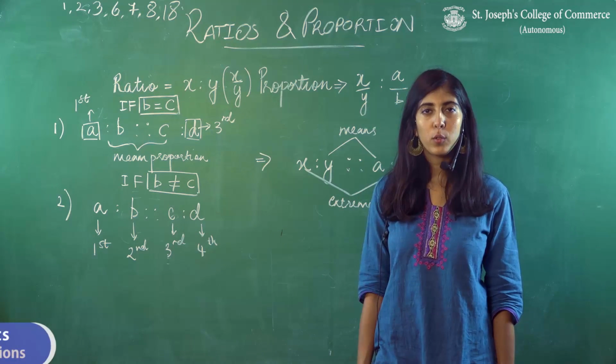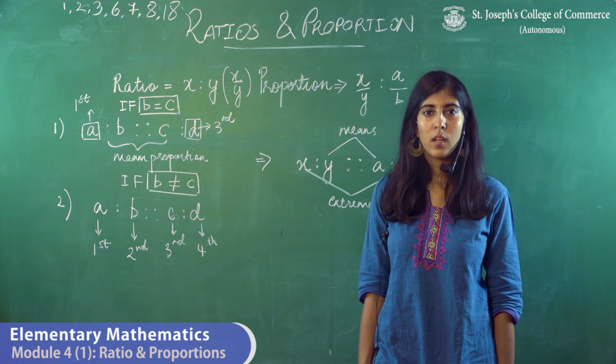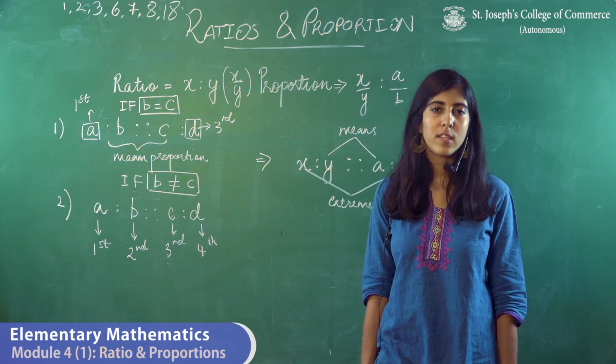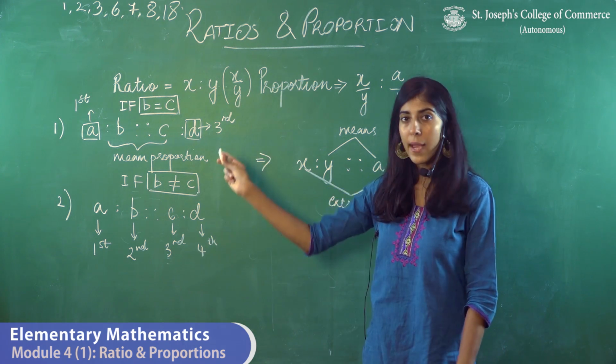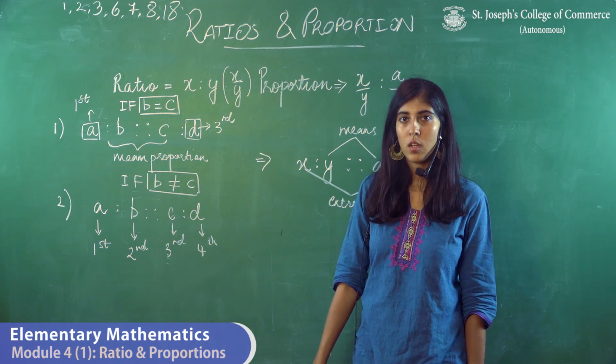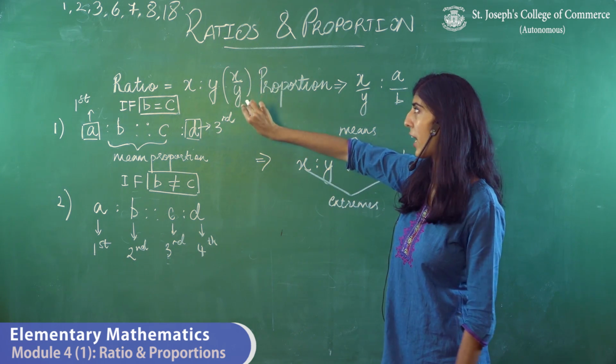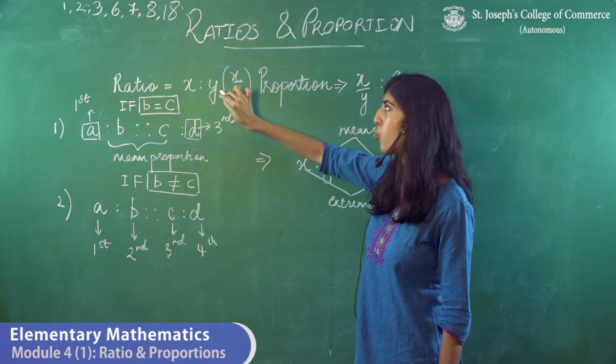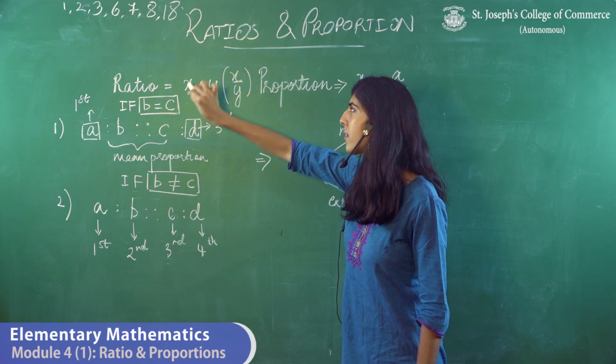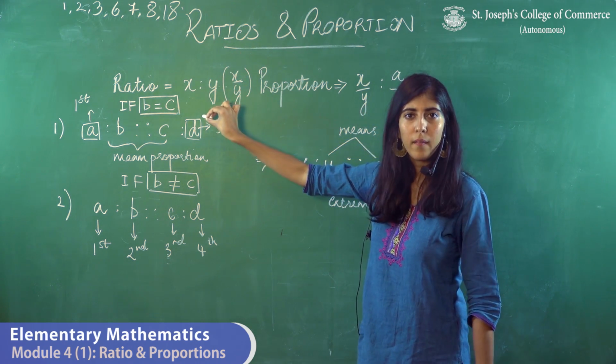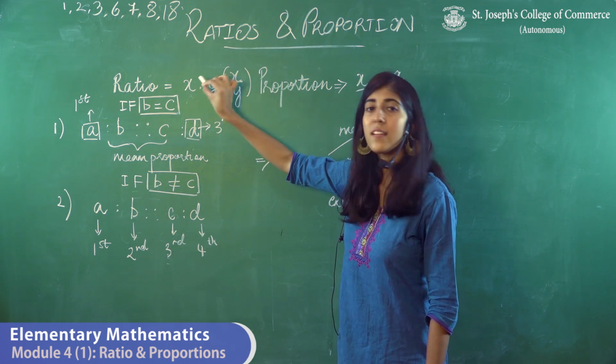We are going to be starting with Module 4, Ratios and Proportion. Let's start with understanding what a ratio is. A ratio is a comparison of two quantities using division. You represent a ratio either in fraction form or in the form x is to y. This means that x is in ratio to y, and you read it out as x is to y.